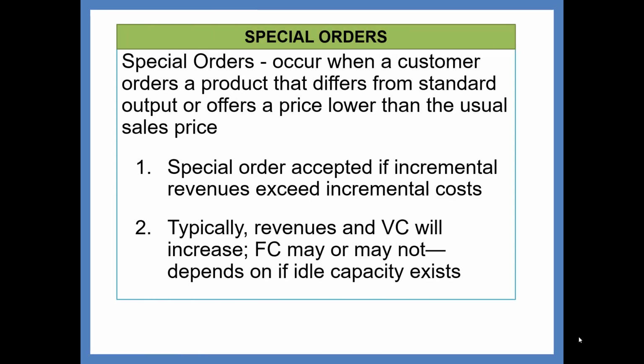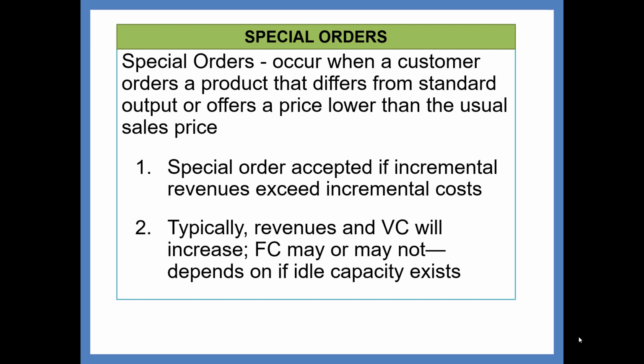Let's continue our coverage of non-routine decisions in the short run by taking a look at special orders. A special order occurs when a customer offers something that is different than your standard or planned output. They may offer to buy a large number of units at a lower price. They may want some kind of customization, but something is different about this order.